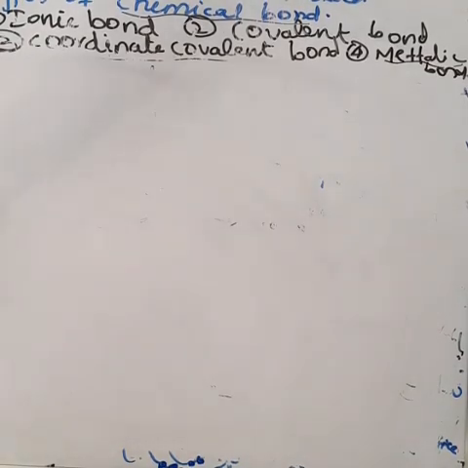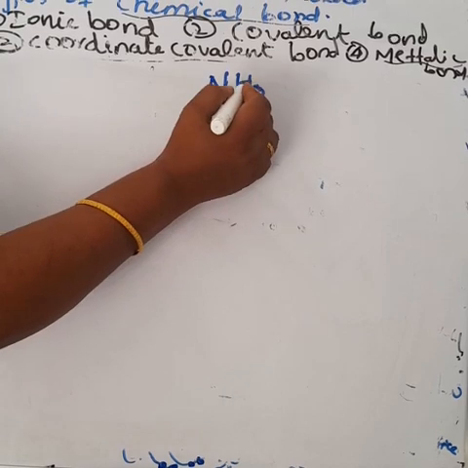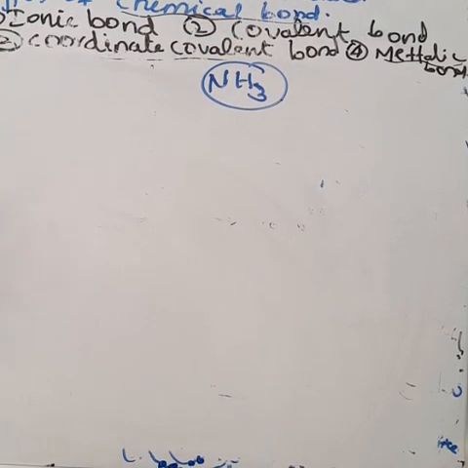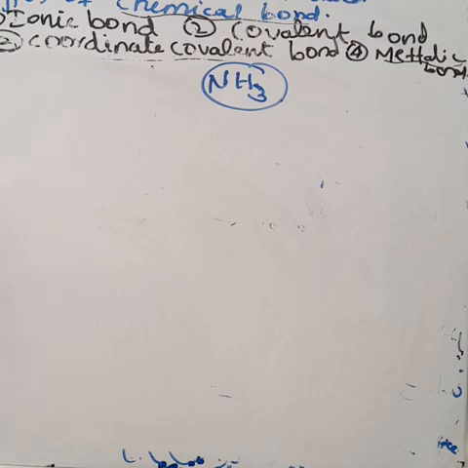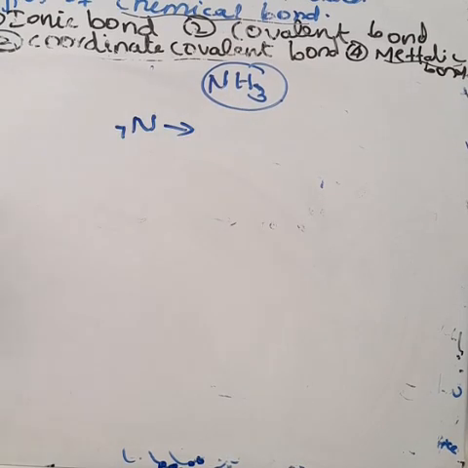Ammonia, what is the formula? NH3. One nitrogen atom combines with 3 hydrogen atoms. Okay. Nitrogen atom, what's the atomic number of nitrogen? 7. So how are the electrons filled in orbits? First orbit 2 electrons, second orbit 5 electrons.